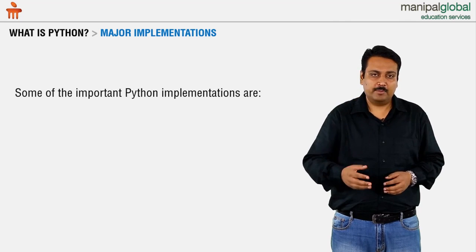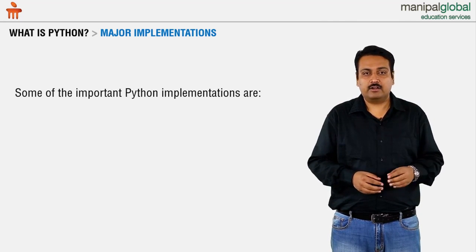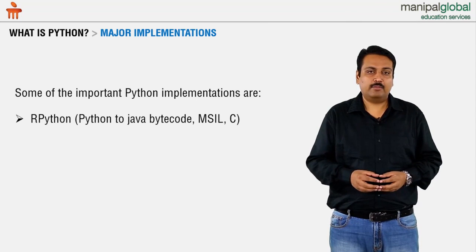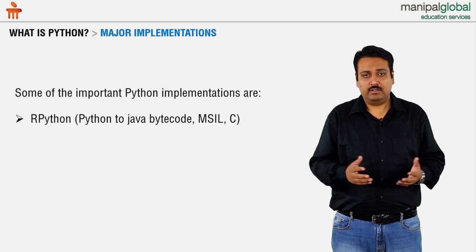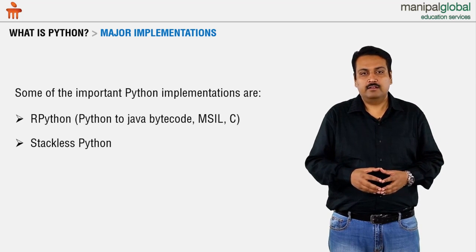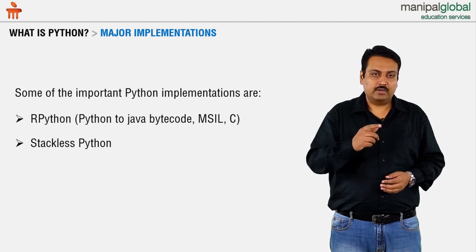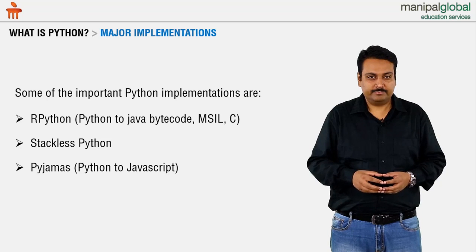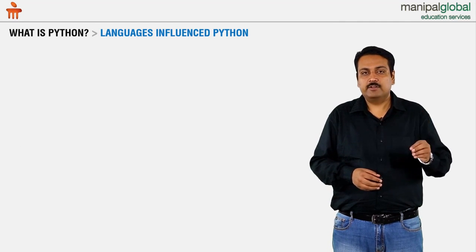Some more popular implementations of Python are that we have a flavor of Python called RPython. RPython compiles Python to bytecode and MSIL. We also have one more Python called Stackless Python, and we have a Python to JavaScript, and that is called Pajamas.